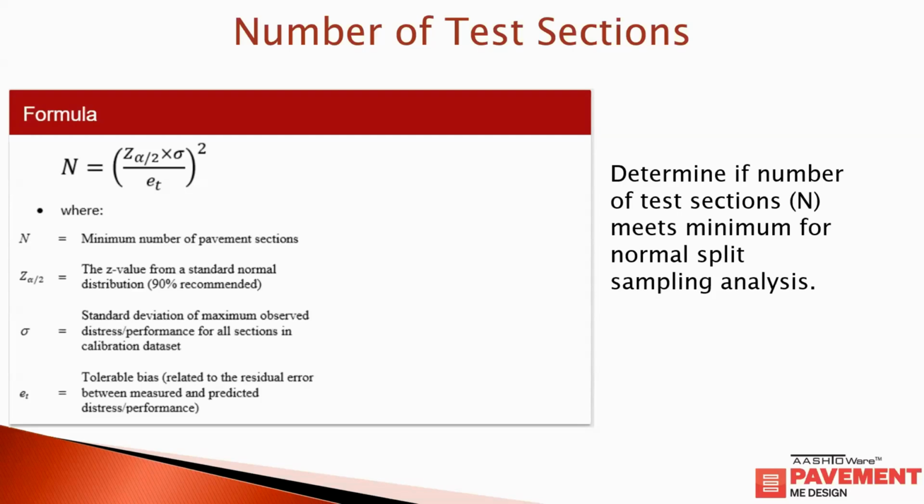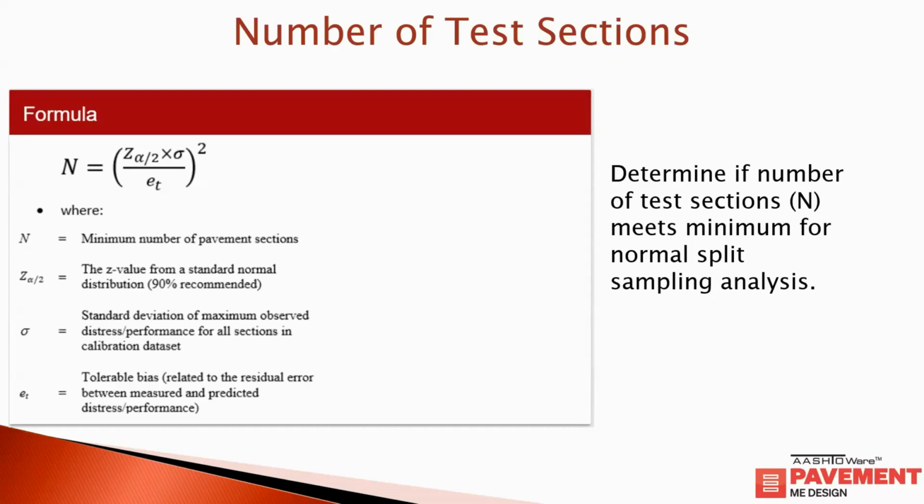to be a function of what's called the Z value, which assumes a normal distribution, you know, the standard bell curve. This is basically the number of standard deviations from the mean. It's recommended to use 90% in the CAT, and that's going to be the default value used that you see in the next screen or two. And then the standard deviation of the maximum observed distress for all sections.